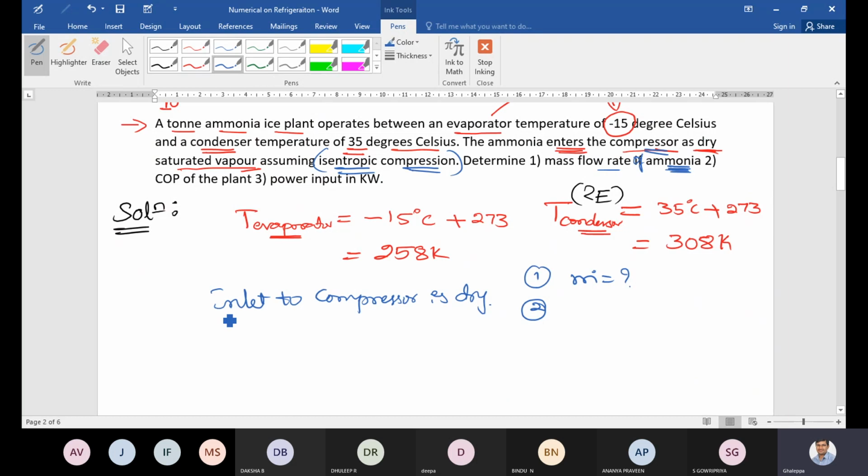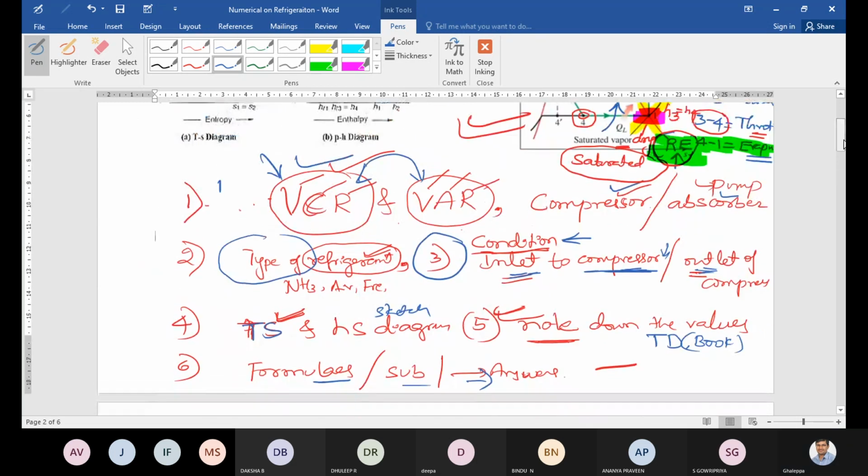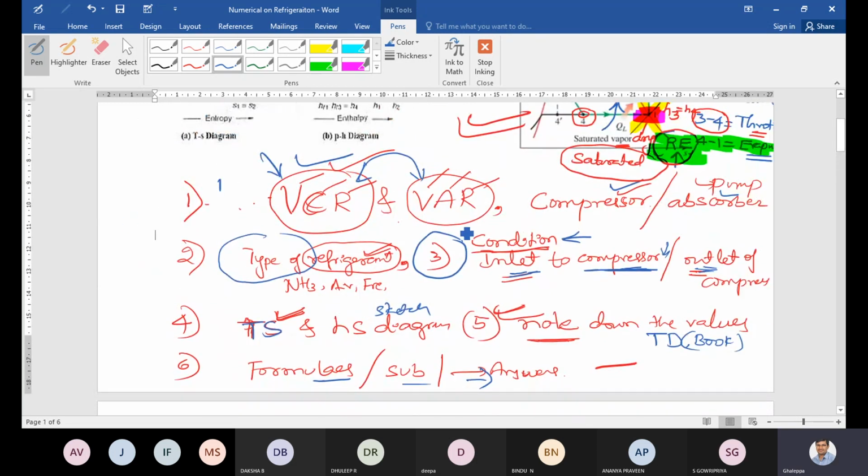Type of refrigerant. So ammonia is given. I will write here NH3 ammonia. This is also important because we need to take the values from the thermodynamic data handbook. Until you identify what type of refrigerant is given, we cannot take values. Ammonia. Second one, COP, he has asked. COP of the plant. Third point is power input. So first, what is the step we have done? Yes, it is related to VCR or VAR.